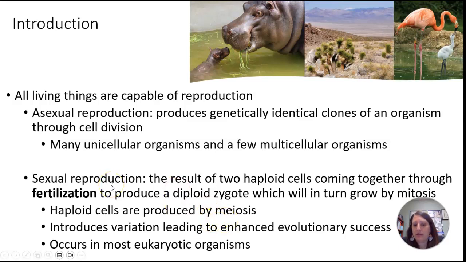Sexual reproduction is pretty important in an evolutionary sense. What it does is it introduces variation. And variation in a population is what natural selection acts upon, which is how we get evolution. The more variation that exists in a population, the better that population or that species' chances are for survival. So we say that the more variation, the higher the evolutionary success of the species. And again, most eukaryotic multicellular organisms will reproduce sexually.